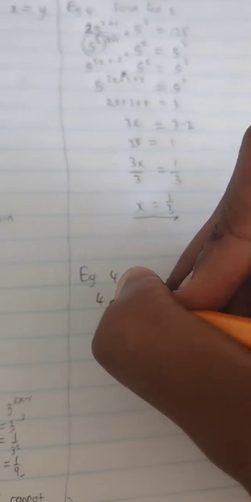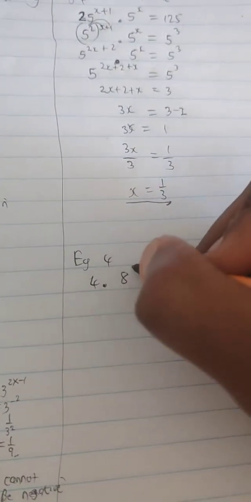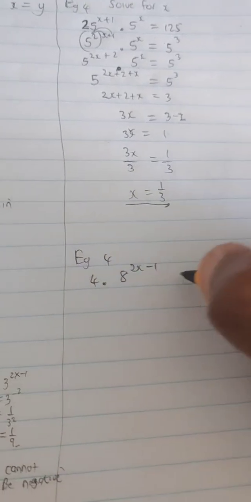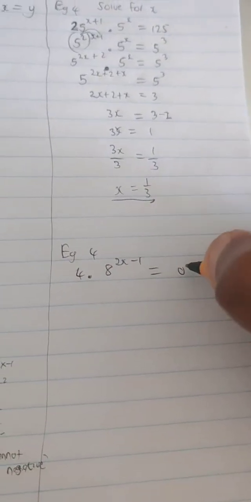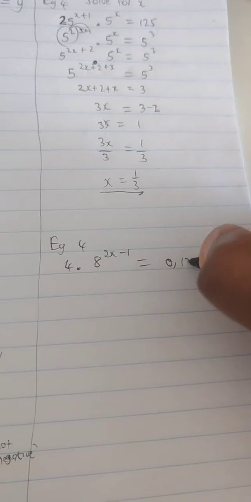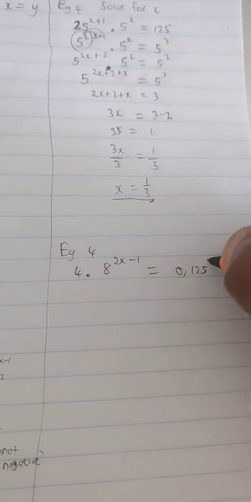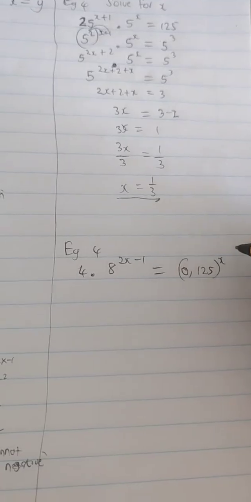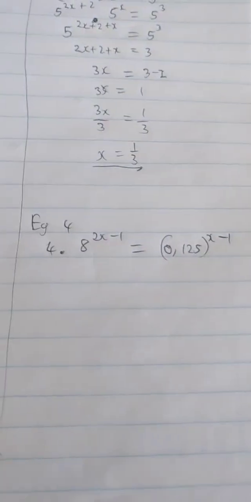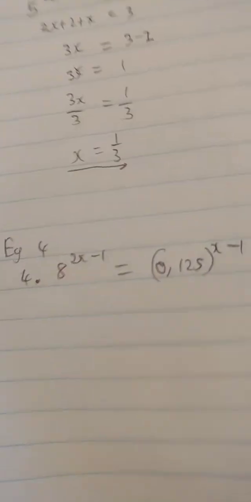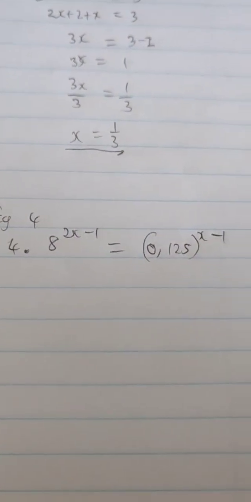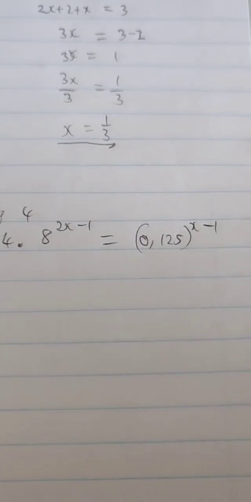Example 4. 4 times 8 to the power 2x minus 1 is equal to 0.125 to the power x minus 1. Okay. Now, my people should know what we need to do first before we proceed any further. Oh, sorry, example 5. My bad. Thank you. Yeah, not example 4.